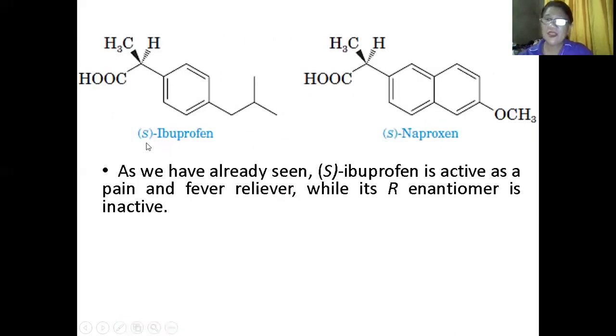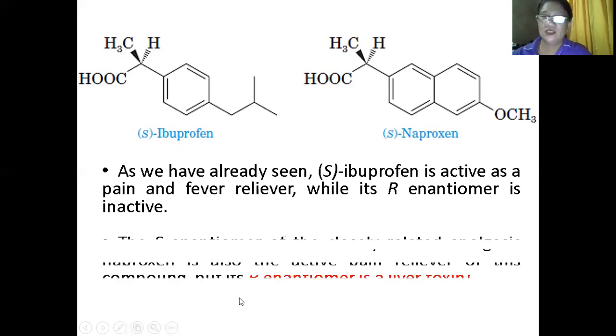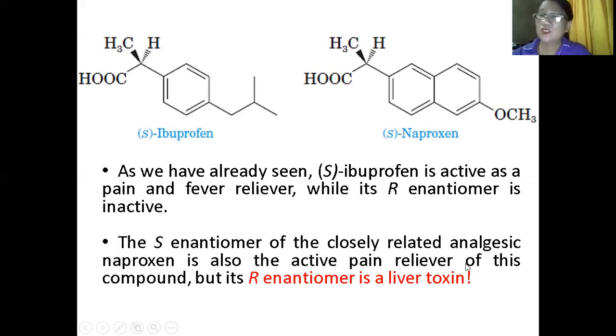Same thing with ibuprofen. It has the S configuration. Take a look, this is the S configuration of ibuprofen. This one, naproxen, is also S configuration. But mostly the R are inactive. For medicinal purposes, it should be in the S configuration. So the S enantiomer is closely related to the analgesic naproxen, an active pain reliever.